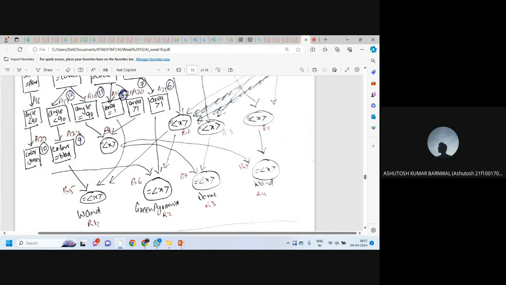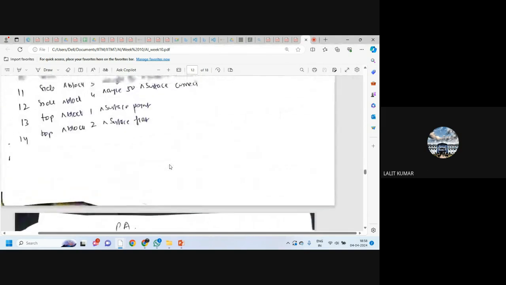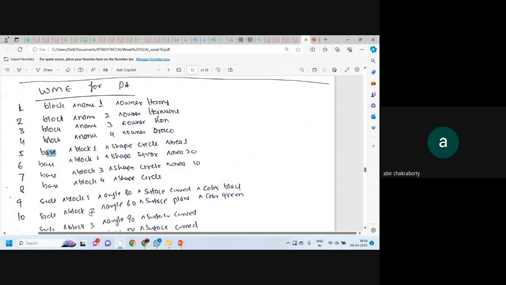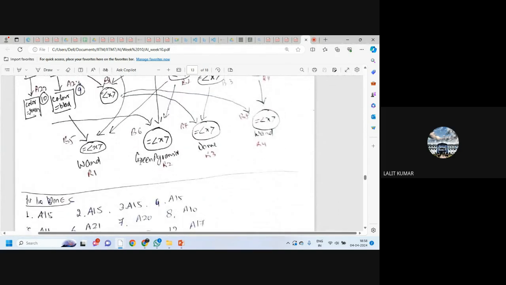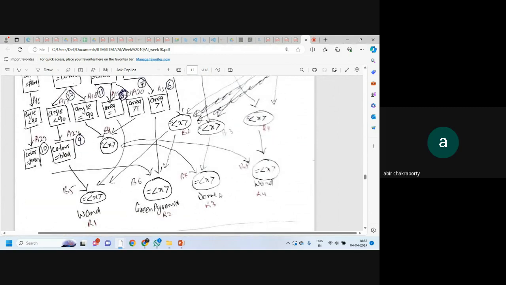Okay, got it. Now we see the second entry of the conflict set. R2 will fire for this arrow. Who's sitting here? 10. And here, 6. And we can see the second one, which is the block. 10 and 6: 10 is block 2, so WME block 2. So 2, 6, 10. The second entry of the conflict set is R2, 2, 6, 10. Correct.